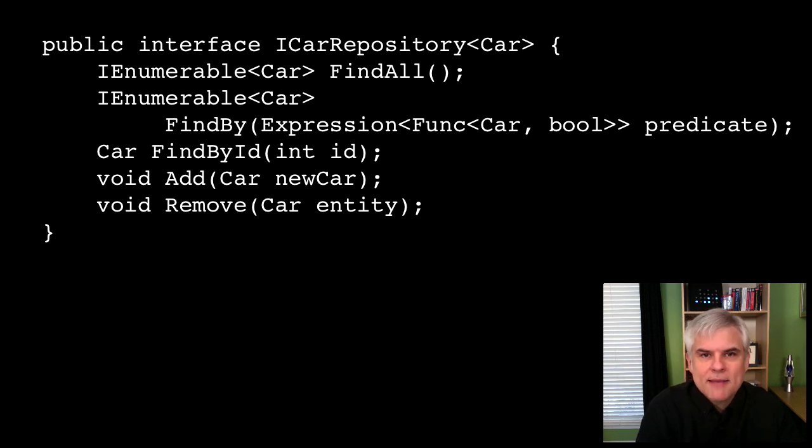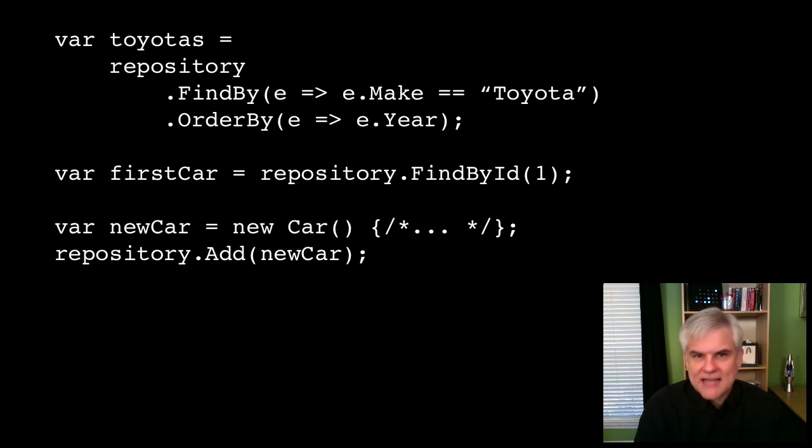So let me just say it this way. This is what you might see in a domain model class. If they were trying to get out all the Toyotas inside of the database and create instances of the car class that can be worked with. All right, so here we go. var Toyotas equals repository dot. The repository variable would be an instance of ICarRepository of Car. Okay, so repository dot FindBy, and then you pass in this expression. Given e, give me all cars, essentially, that have the make property equal to Toyota, and then order by year. All right, so that's one.